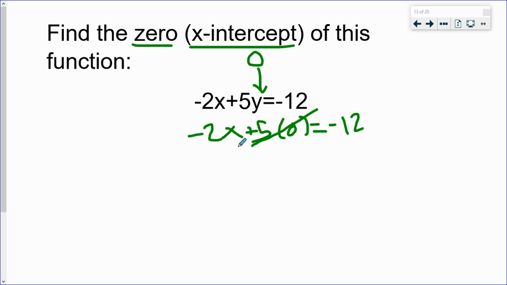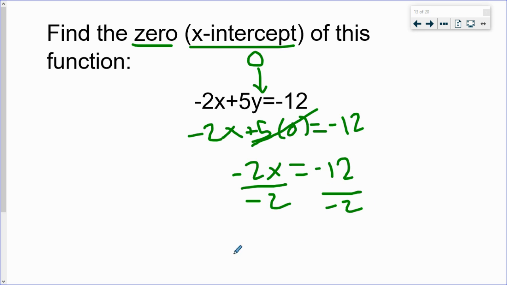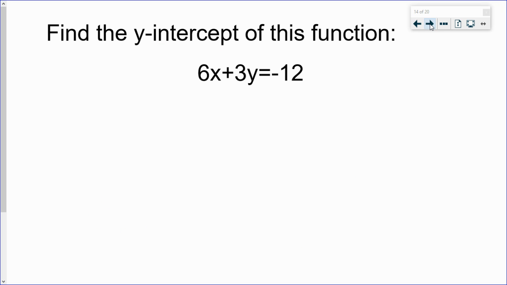5 times 0 is 0, so we have negative 2x plus 0, which is negative 2x. To find x, we can divide both sides by negative 2, and we get x equals negative 12 divided by negative 2, which is 6. The 0, or x-intercept of this function, is 6, 0. Find the y-intercept of this function.